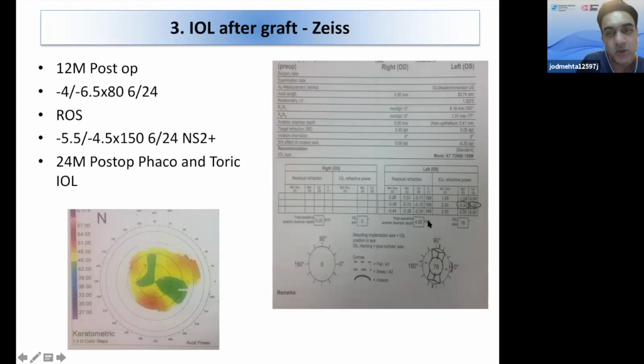The lens I prefer to use is a Zeiss lens, because the Zeiss lens gives you a bit more tolerance, and I find it more stable inside the bag. And you can see the calculation done on this side over here and the position. And normally this will go on the steep axis of the patient as well.